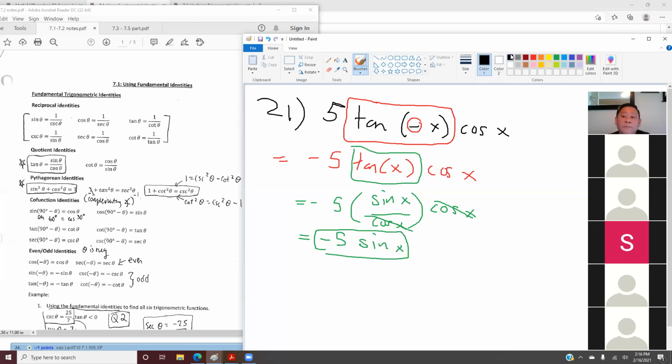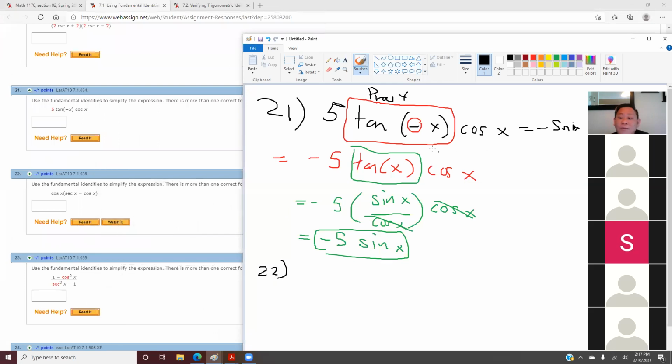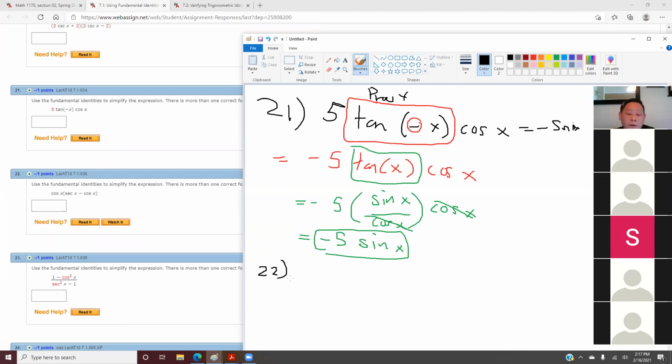You guys all right here? So in my test, what will come out next week is, I will want you to prove 5 tangent negative x cosine x is equal to negative 5 sine x. So I want you to prove, and this is how you prove it. So in your test, I won't ask you to simplify like what we did in question 21, but I will want you to prove it. Prove this is equal to that. Okay, and this is how you prove it. You guys all right?